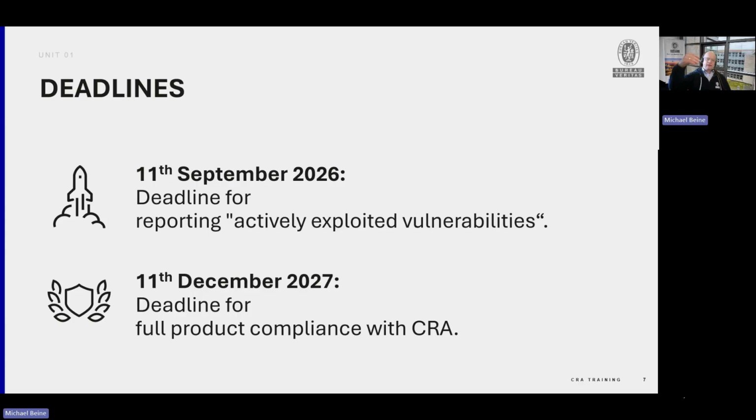And the next deadline is 11th of December 2027, so less than 2 years to fully achieve compliance for the products. You need to think about your whole portfolio of products. It's not only 1 or 2 products. Typically, manufacturers have a portfolio of products with digital elements and also need to look into software products that they may place on the market. So by December, all this needs to be implemented.